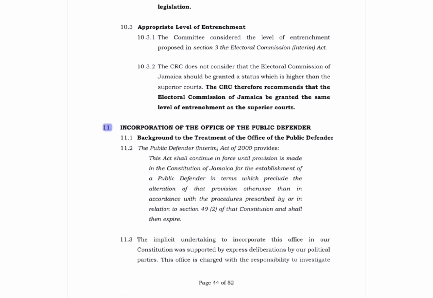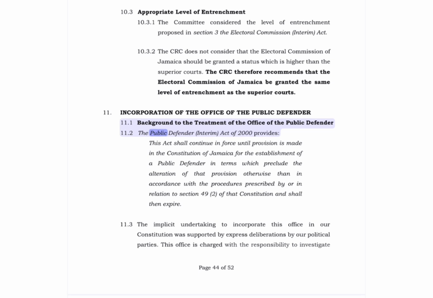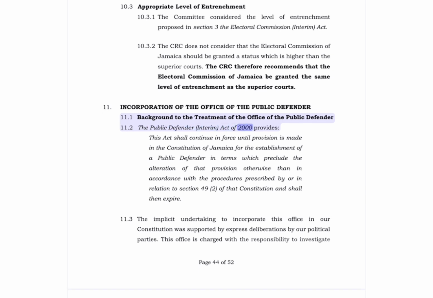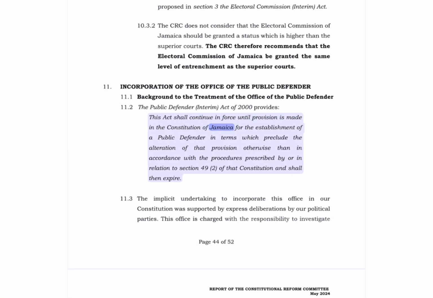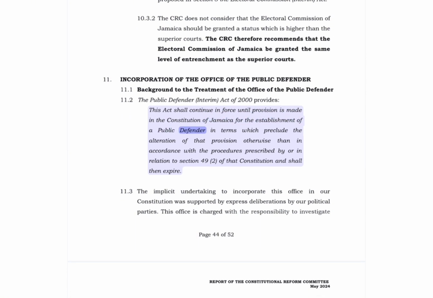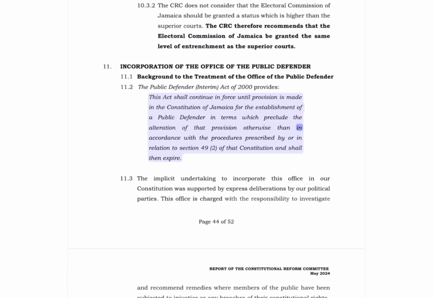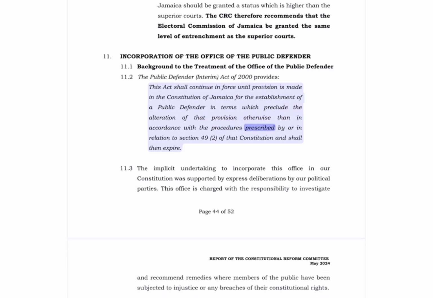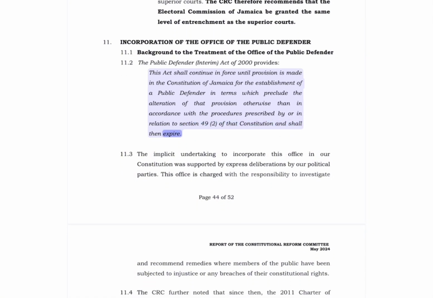11. Incorporation of the Office of the Public Defender. 11.1 Background to the treatment of the Office of the Public Defender. 11.2 The Public Defender Interim Act of 2000 provides, this act shall continue in force until provision is made in the Constitution of Jamaica for the establishment of a public defender in terms which preclude the alteration of that provision otherwise than in accordance with the procedures prescribed by or in relation to Section 49(2) of that Constitution, and shall then expire.